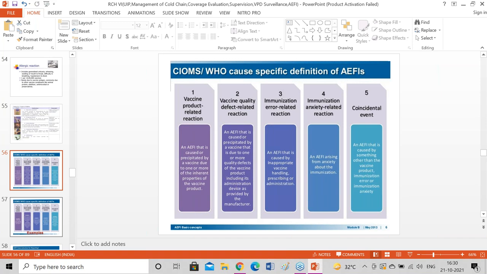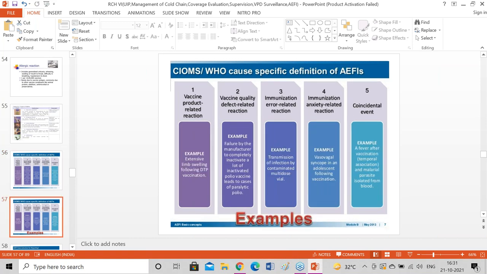Immunization error related, for example, I told you about bacterial abscess. Immunization anxiety, or a purely coincidental event. If I talk about more examples, extensive limb swelling following DPT vaccine is an example of a vaccine product related reaction. Now, suppose a manufacturer fails to completely inactivate a lot of IPV. This leads to paralytic polio. So this is an example of vaccine quality defect related.